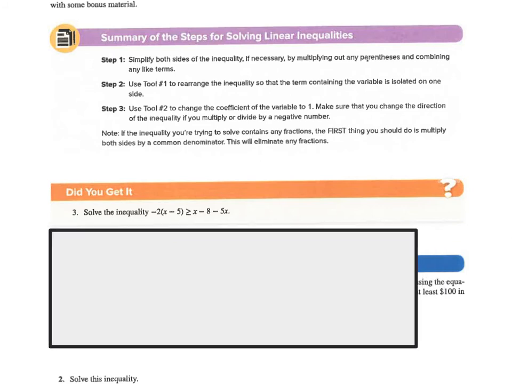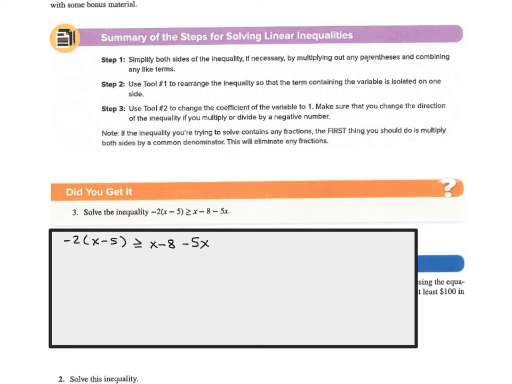And I'm going to use those tools. I'm going to read them. Let's pause this while I write this down again. Okay, done. Step 1, simplify both sides of the inequality, if necessary, by multiplying out any parentheses and combining any like terms. Well, both sides of this inequality need some help.